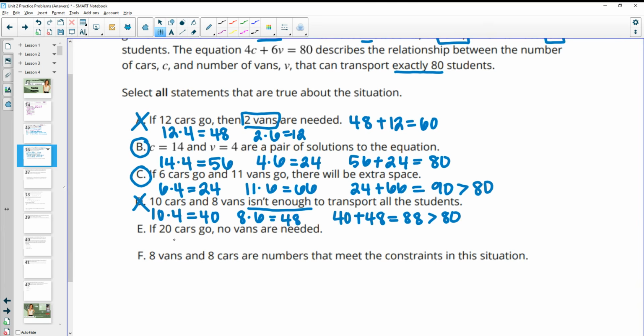If 20 cars go, no vans are needed. So each car has 4 spaces. 20 times 4 fits all 80 students exactly. So that would be good. 8 vans and 8 cars are numbers that meet the constraints for the situation. So 8 times 6 gives us 48 because that's the van amount. And 8 times 4 is the cars. That gives us 32. 48 plus 32 equals the 80 that we need. So that is true.